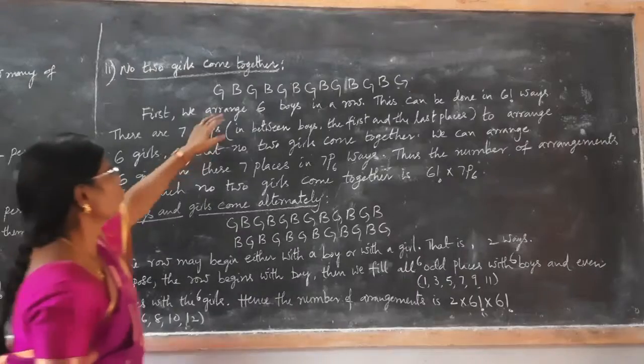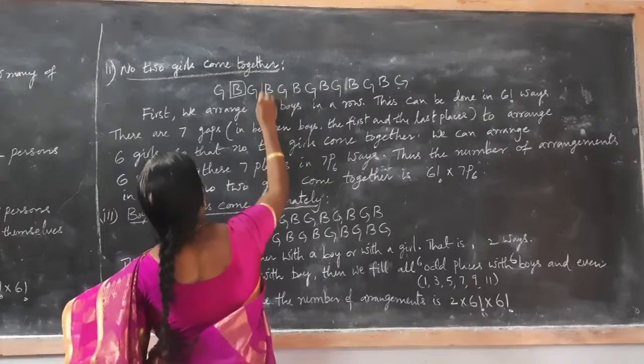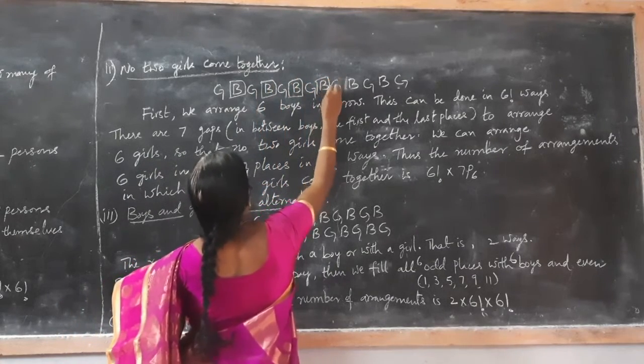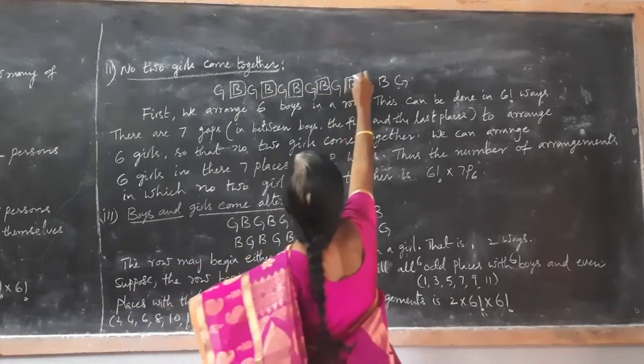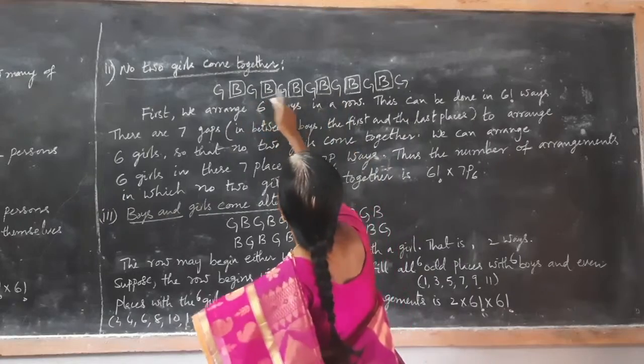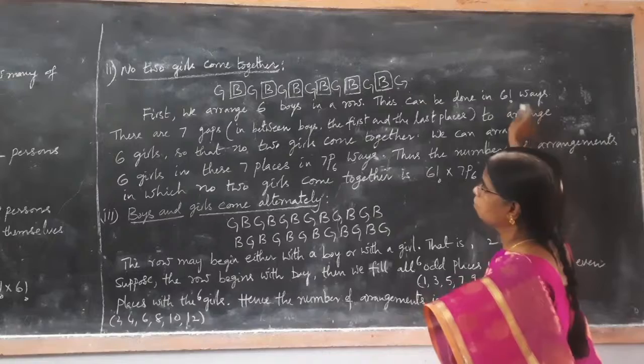Look, we first arranged the 6 boys in 6 places. How many ways? 6 factorial ways. 6 boys can be arranged in 6 places in 6 factorial ways. Look, we arranged 6 boys in 6 places. This can be done in 6 factorial ways.